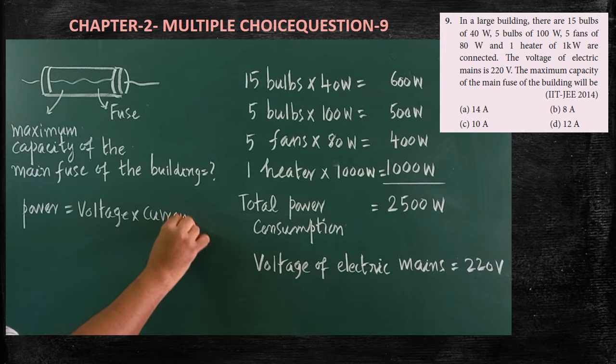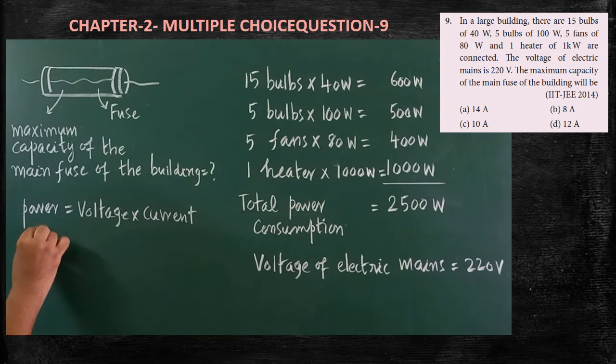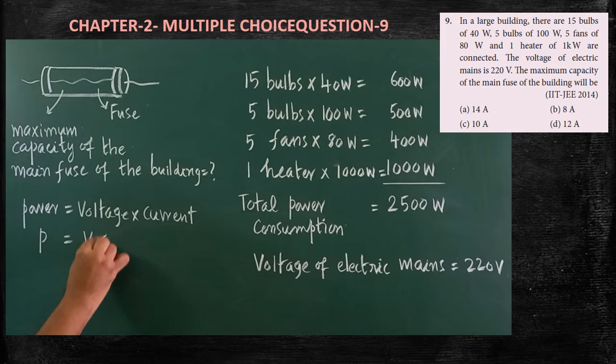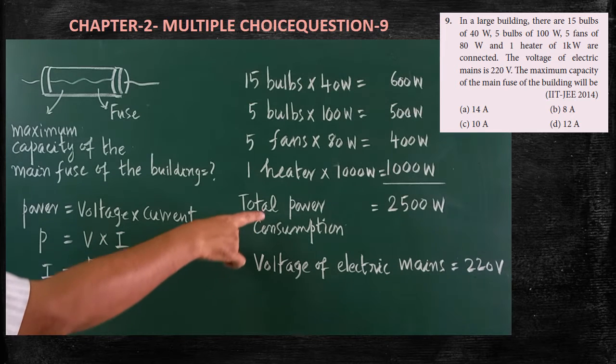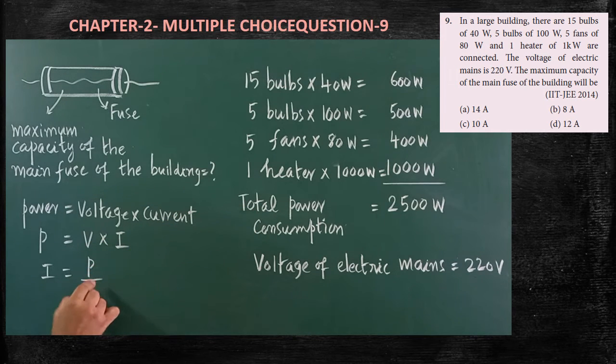First we will calculate the current flow. That is, P is equal to V into I is the formula. I is equal to P, where P is the total power consumed, divided by V. That is the formula. And then substitute.